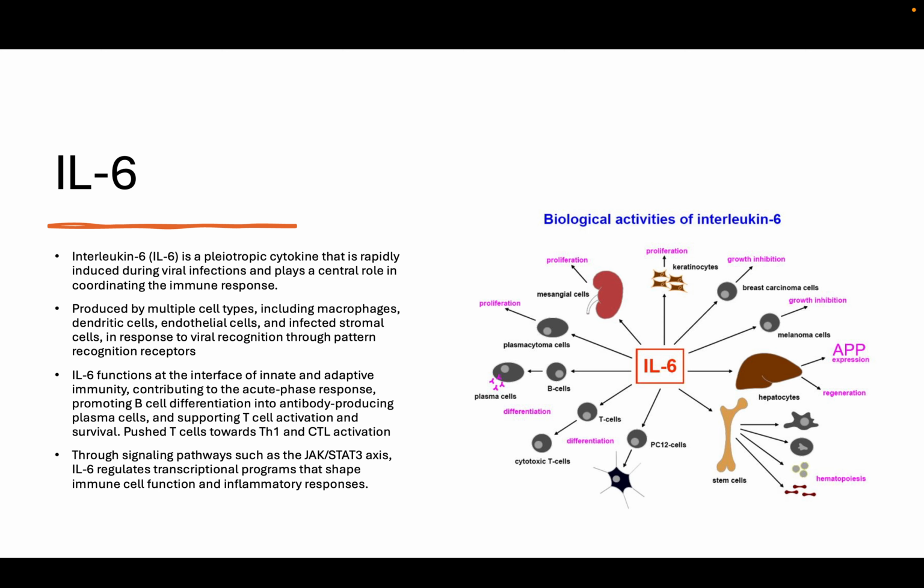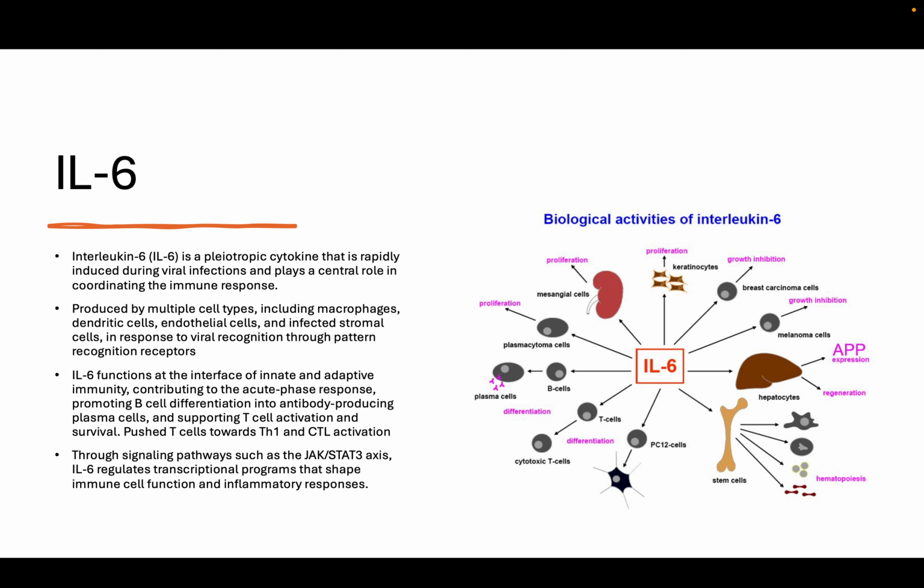Interleukin 6 is very similar to interferon gamma. Interferon gamma is mostly produced by other cells, but interleukin 6 actually pushes the activation of your adaptive immune system. So it really bridges your innate and your adaptive immunity. It pushes B cell differentiation to produce antibody-producing plasma cells. So it pushes B cells to become plasma cells.